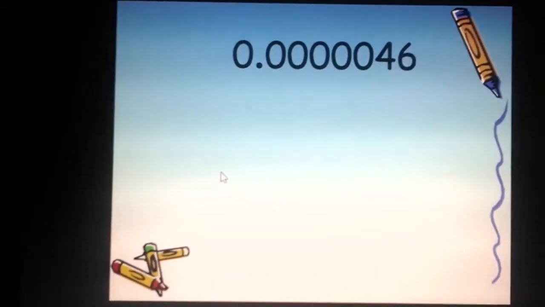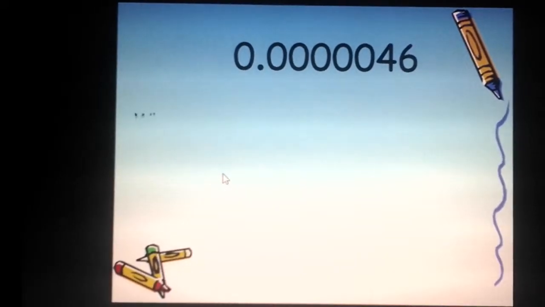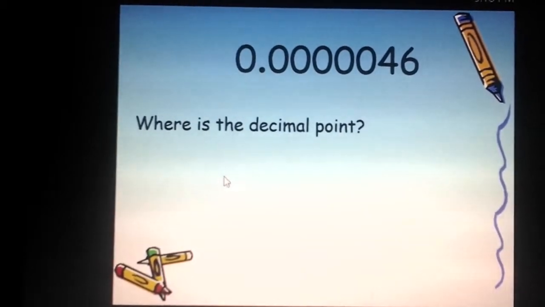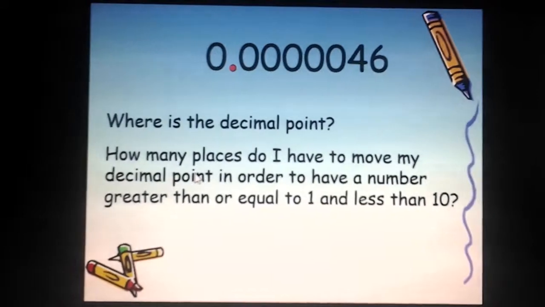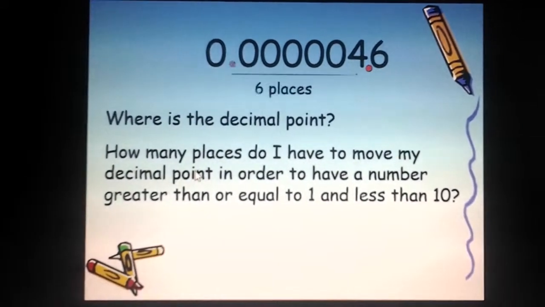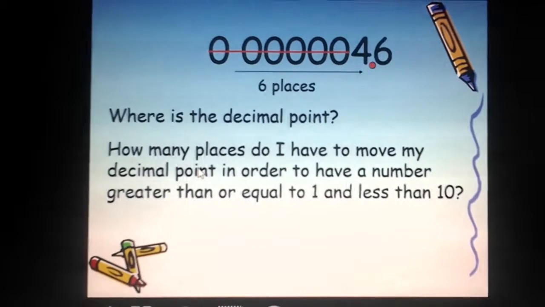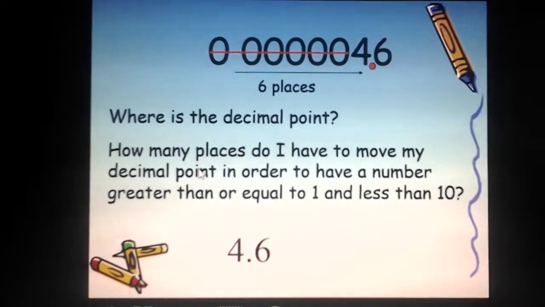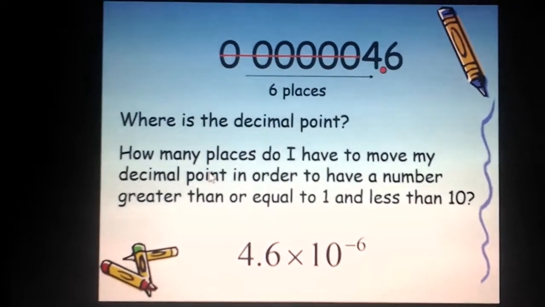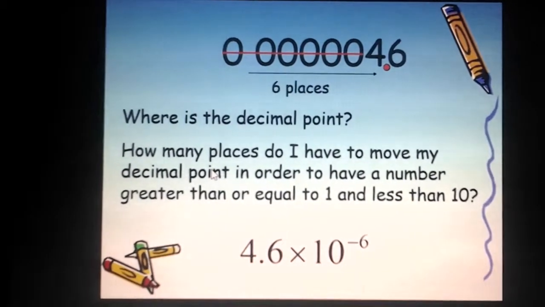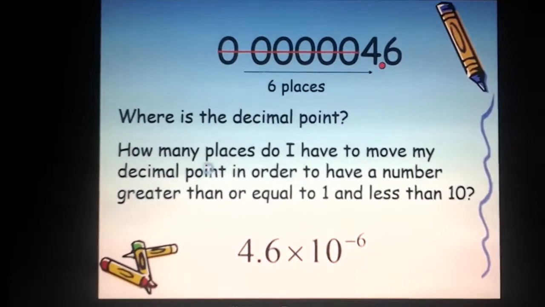Ooh, change up. This number is very small. See where it starts at? Yes, you guessed it. It goes in between the 4 and the 6. Now we read this as 4 and 6/10 times 10 to the negative 6 power. Again, 4 and 6/10 times 10 to the negative 6 power.